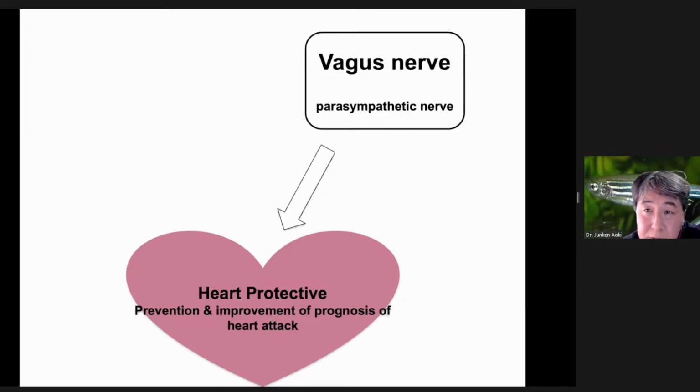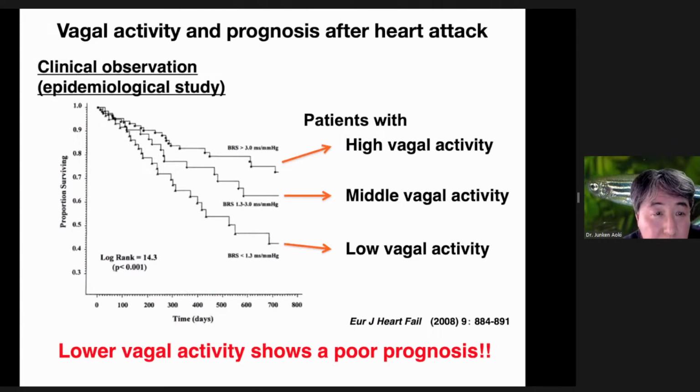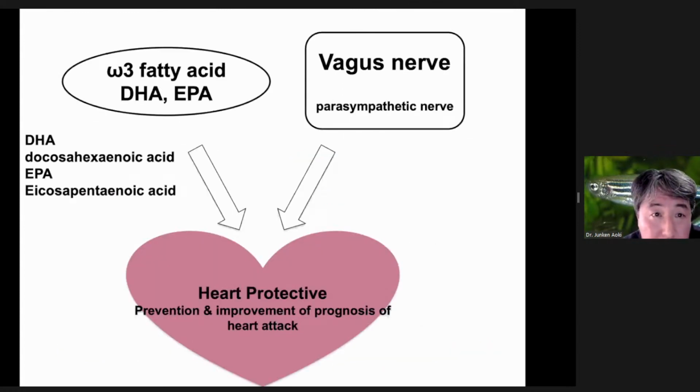By the way, some nerves, such as the vagus nerve or vagal nerve, which is a part of the parasympathetic nerve, somehow protect the heart. This is a very famous study showing that lower vagal activity shows a poor prognosis. As you can see here, after a heart attack, in patients with high vagal activity the survival rate is good, but in patients with low vagal activity the survival rate is very low. So both omega-3 fatty acid and the vagal nerve somehow protect the heart.